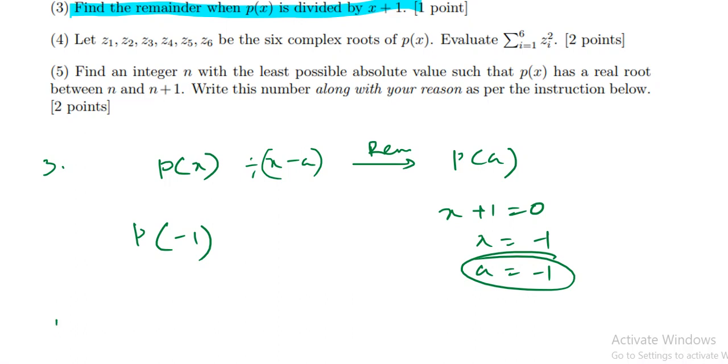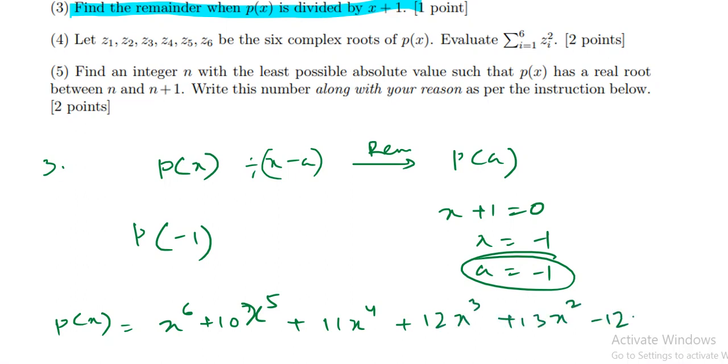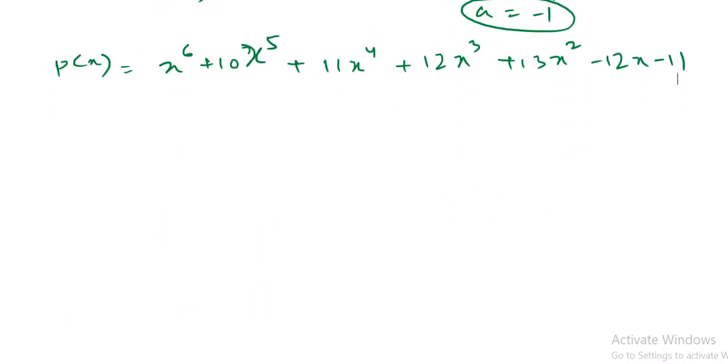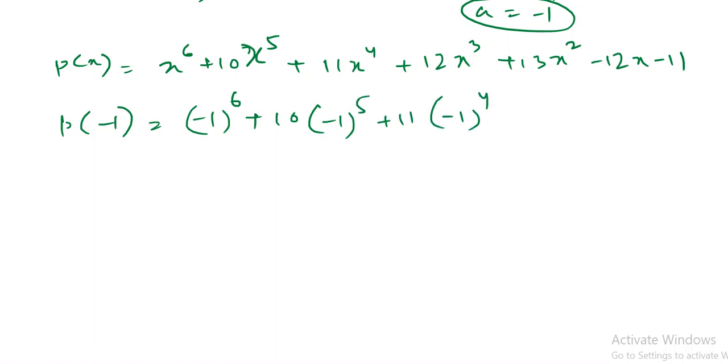Here p(x) equals x to the power 6 plus 10x to the power 5 plus 11x to the power 4 plus 12x cube plus 13x square minus 12x minus 11. So p of minus 1: minus 1 whole to the power 6, negative to the power odd is negative, and negative to the power even is positive. That concept you already know. So 10 into minus 1 to the power 5 plus 11 into minus 1 to the power 4 plus 12 into minus 1 cube plus 13 into minus 1 square minus 12 into minus 1 minus 11.